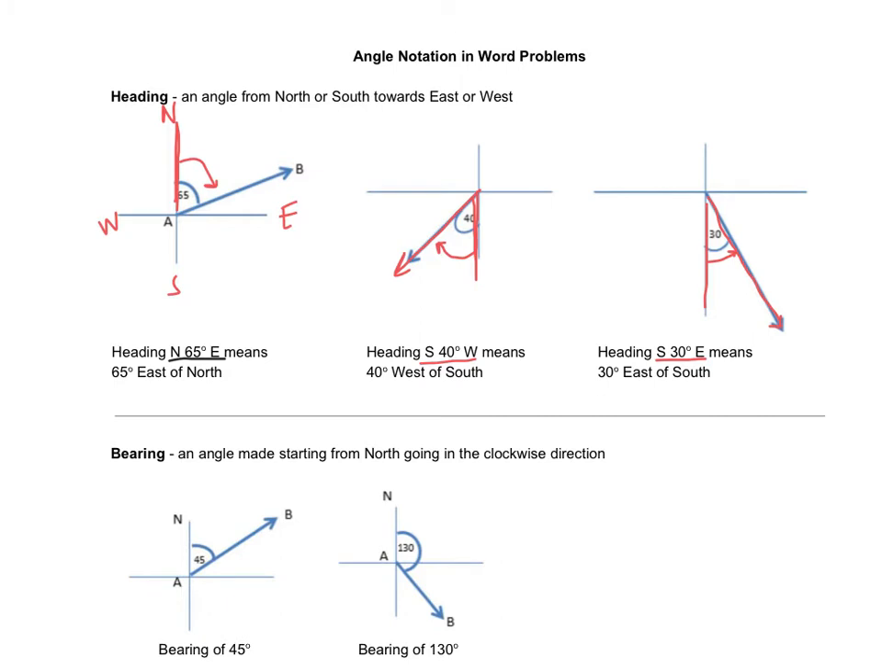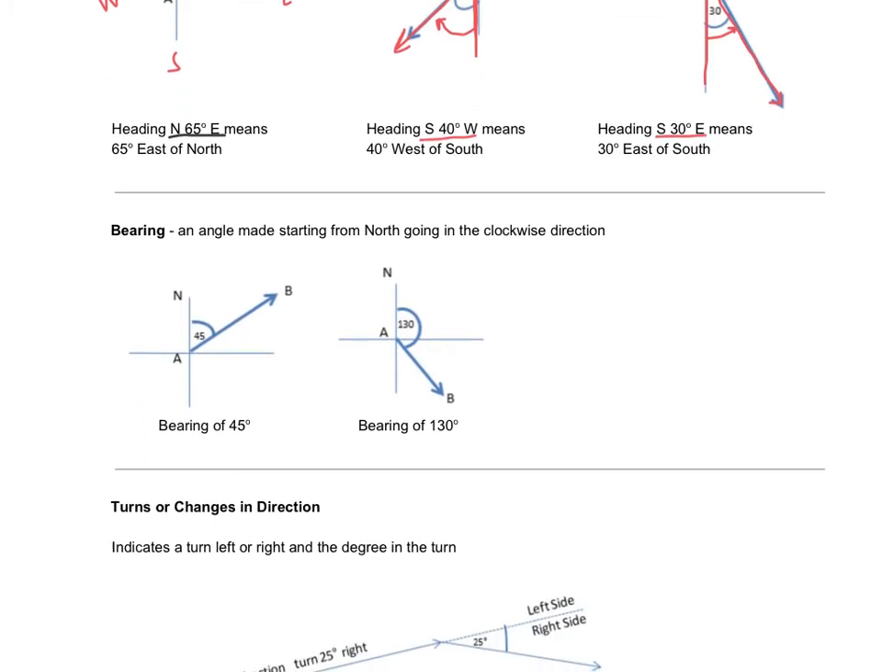So those are headings, but you can also be given a bearing, and a bearing is an angle that starts from north going in the clockwise direction. So if a bearing is given to you, it can be anywhere from 0 to 360 degrees, like a full rotation. If we're given a bearing of 45 degrees, I know normally when you look at a regular Cartesian grid, when we were solving trig equations, 0 was the positive x-axis, then 90, 180, 270, 360. But that does not apply for bearings.